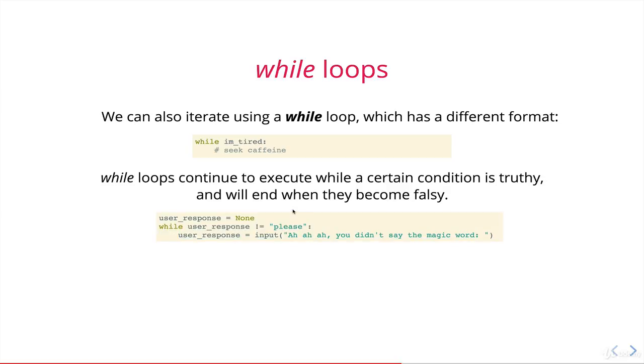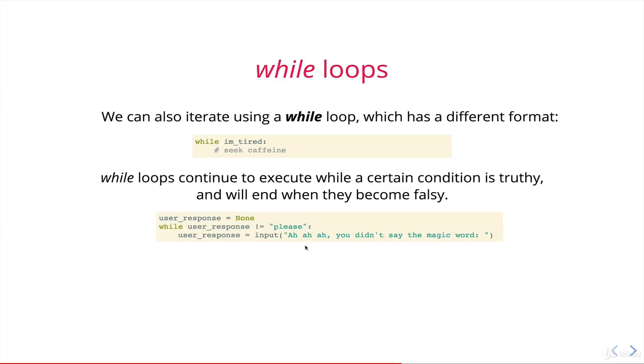So the effect of this is the first time through, user response is none. So this right here is true. User response is not equal to please. So then we ask again, and update user response. And let's say this time I type in hello. Well, that's also not equal to please. So it repeats and it asks again. And then this time I say please. And then the loop halts. And that makes this condition falsy, so everything finishes.